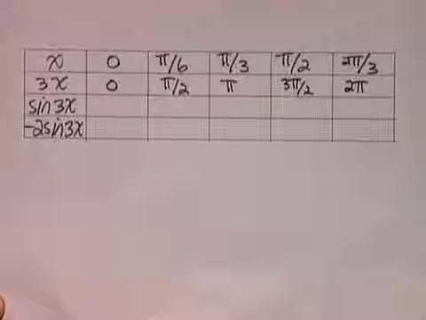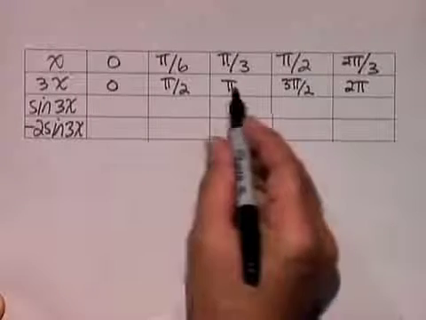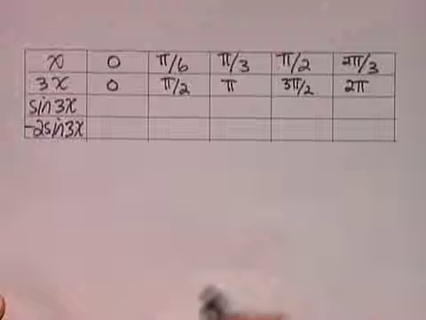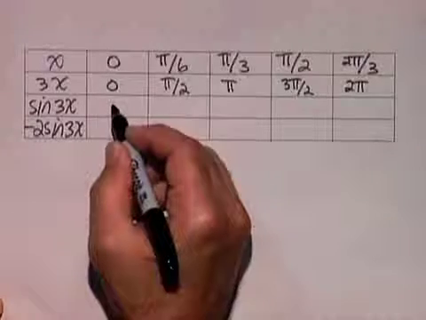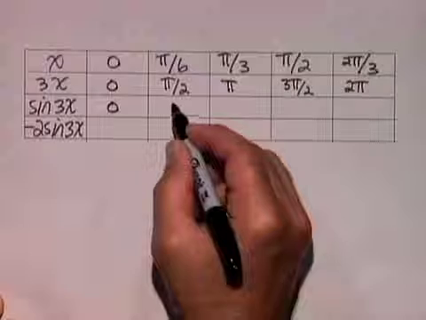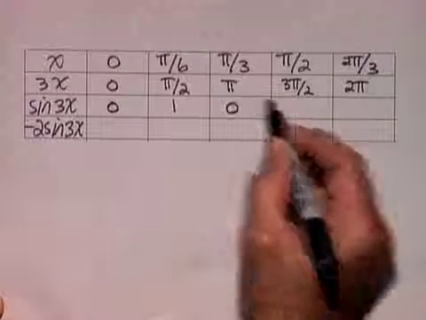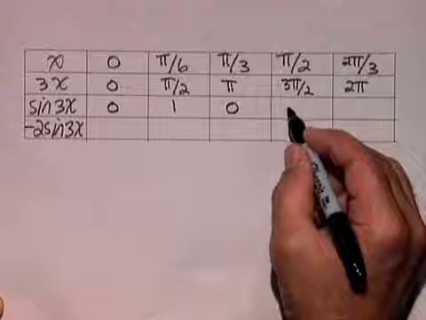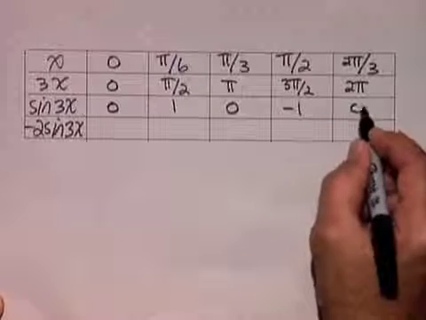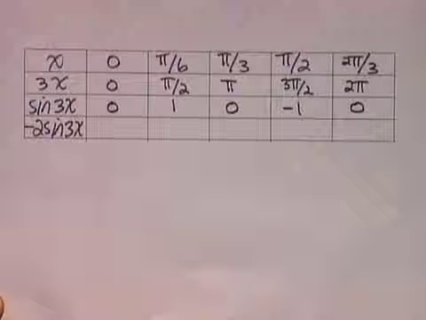Now we want to take the sine of each of these numbers in the second row. The sine of 0 is 0. Sine of pi over 2, 1. Sine of pi, 0. Sine of 3 pi over 2 is negative 1. And the sine of 2 pi is 0.